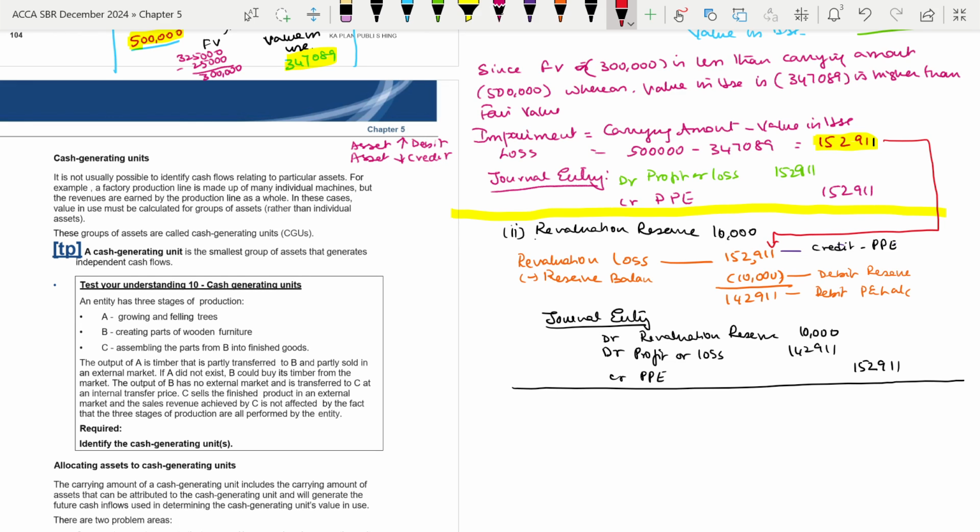We are not calculating the same thing. Previously we have done revaluation. At that time, there was a revaluation gain, and when there was a revaluation gain, we transferred it to the revaluation reserve. The reserve balance is 10,000. Now you have the loss. First you have a balance, just for your understanding. The revaluation reserve is 10,000. Now they have a loss. How much is the loss? The loss is minus 152,911.